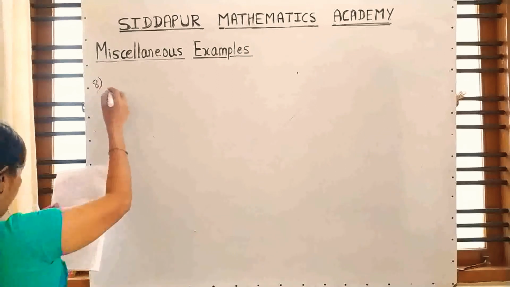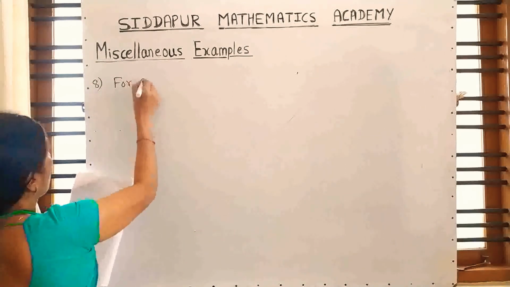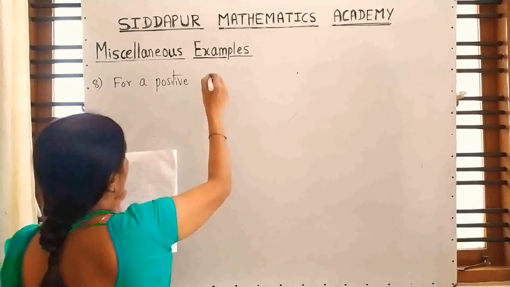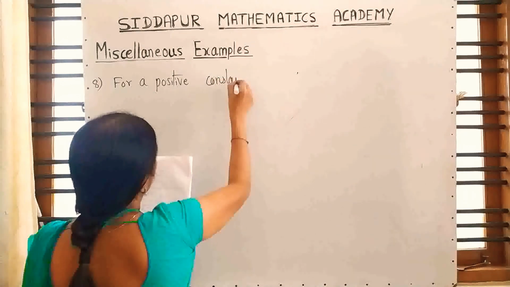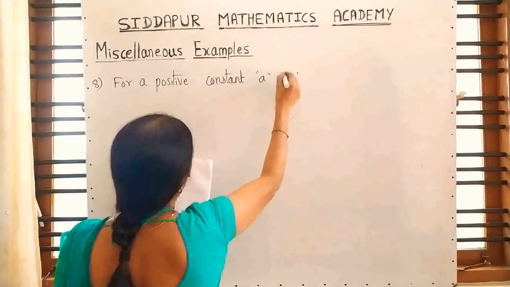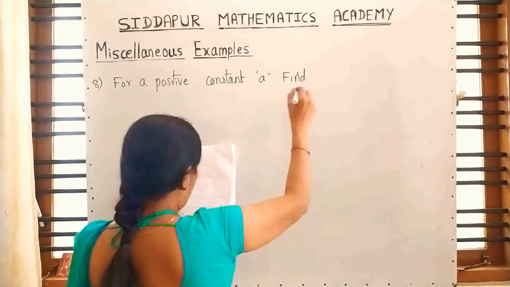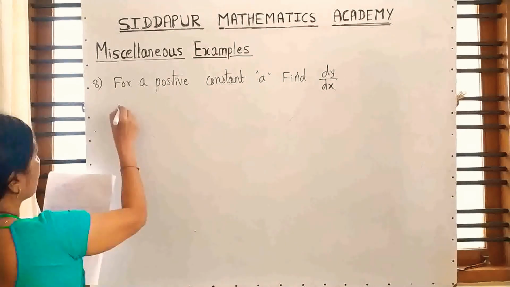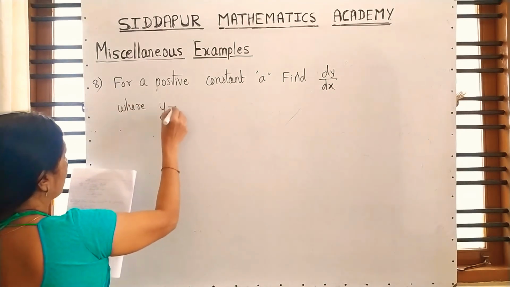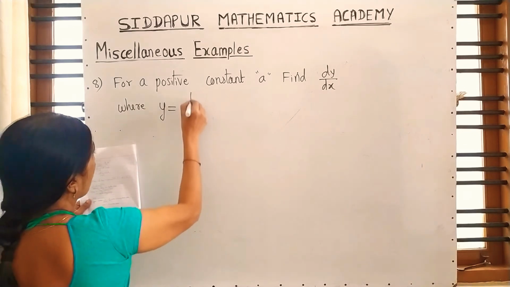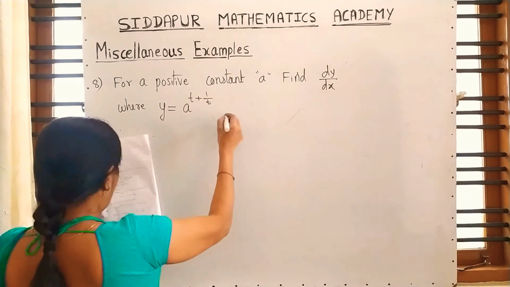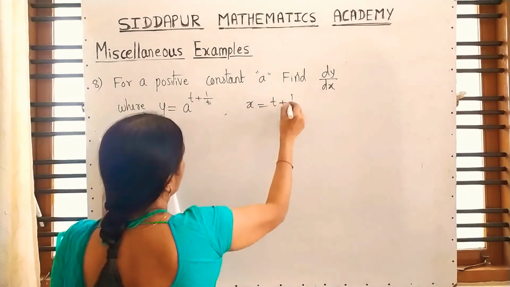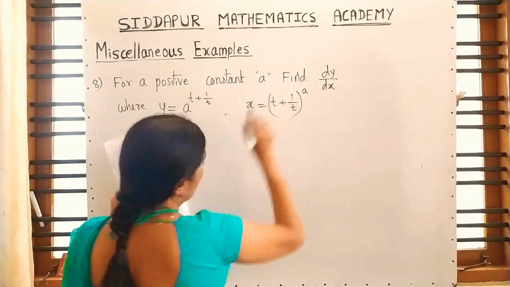Question number 8. For a positive constant a, find dy upon dx, where y is equal to a raised to t plus 1 by t, and x is equal to t plus 1 by t raised to a.